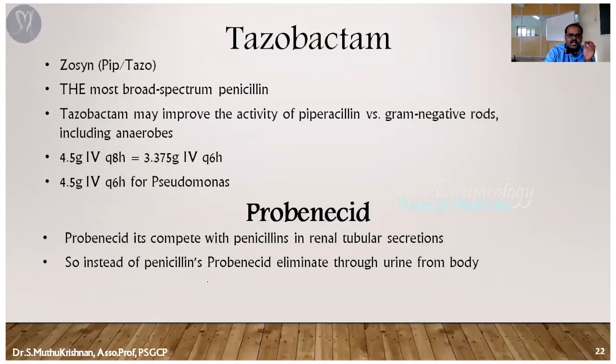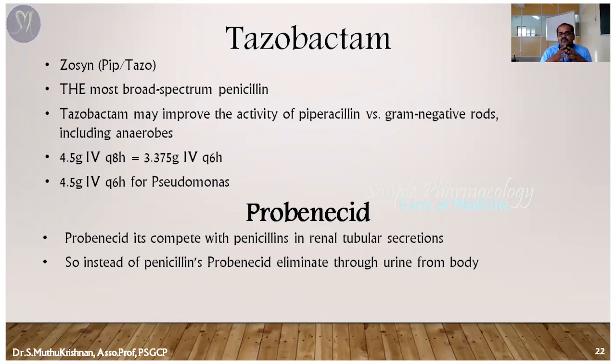Here I want to emphasize another important thing, probenecid. Probenecid is another important point here. The penicillins are eliminated through tubular secretion. Mostly the drug is eliminated through the urine. How it is eliminated in the urine formation process is through tubular secretion. You know that urine formation has three processes: glomerular filtration, tubular secretion, and tubular reabsorption. So these penicillins are eliminated through tubular secretion.